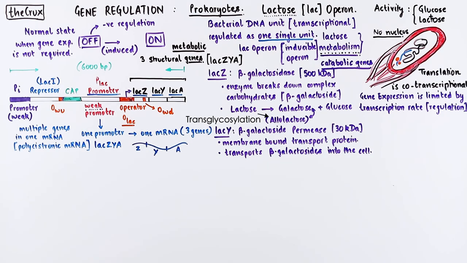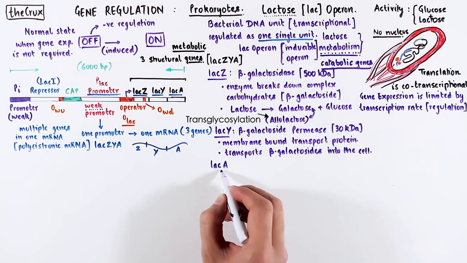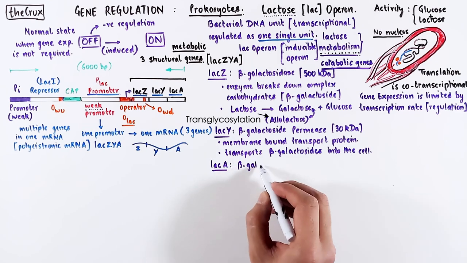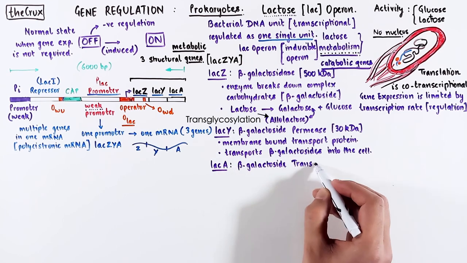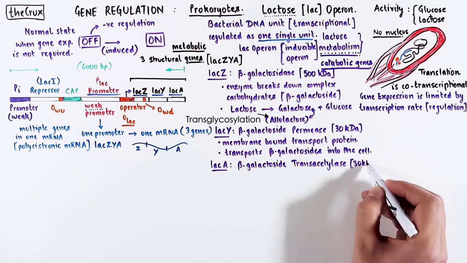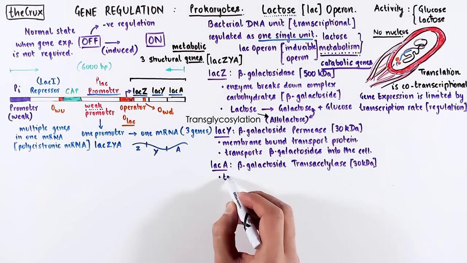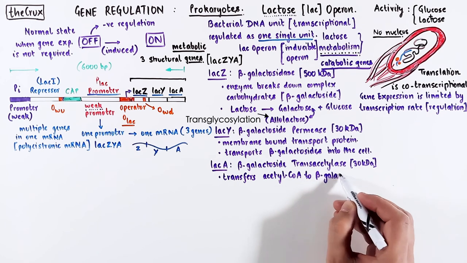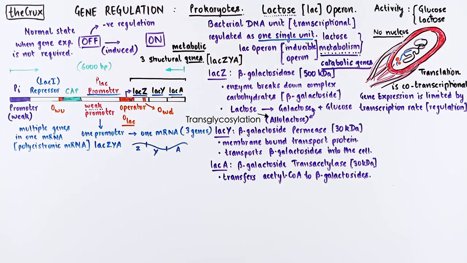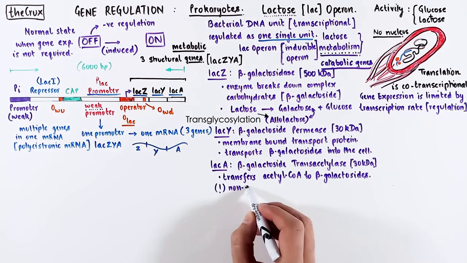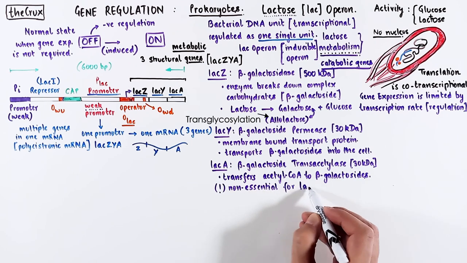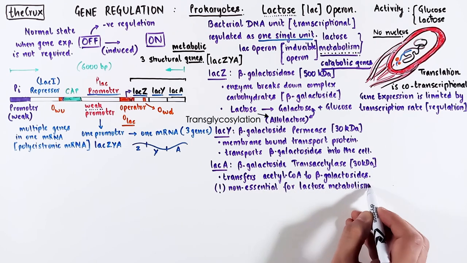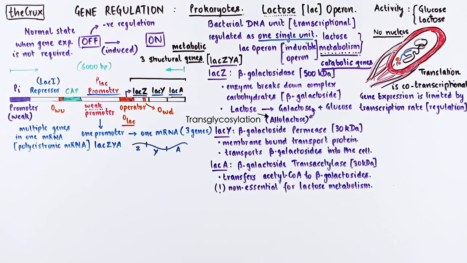from the outside. The third gene is LacA, which is not as important as LacZ and Y, but it encodes beta-galactoside transacetylase, which transfers acetyl-CoA to beta-galactosides. We will talk more about this one at the end. For the sake of lactose metabolism, you don't actually need LacA. So these three are the structural or metabolic genes.